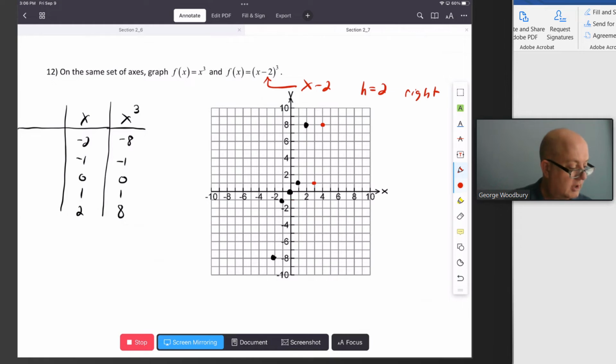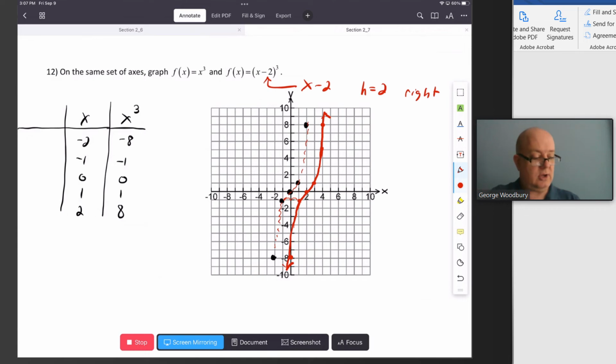Those last two were wrong. 1, 2, right? 1, 2. And 1 there. So that whole curve is just being shifted to the right from the original graph.